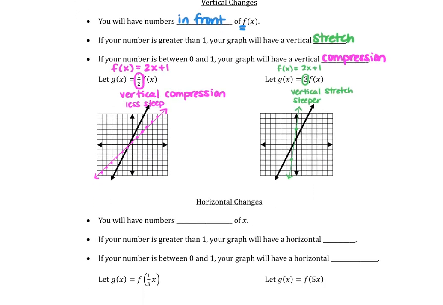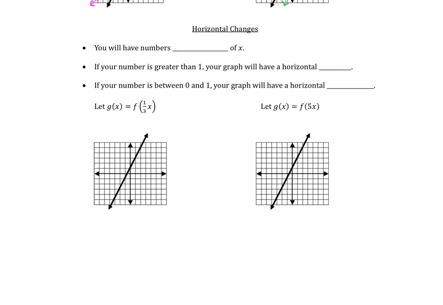All right, now we're going to talk about the horizontal changes. Here I'm going to be looking for a number that appears in front of the x only. So it will not be in front of the f, but in front of the x. In this case, if your number is greater than 1, it's actually going to be a horizontal compression. And if it's between 0 and 1, it's going to be a horizontal stretch. So let's look at these examples.